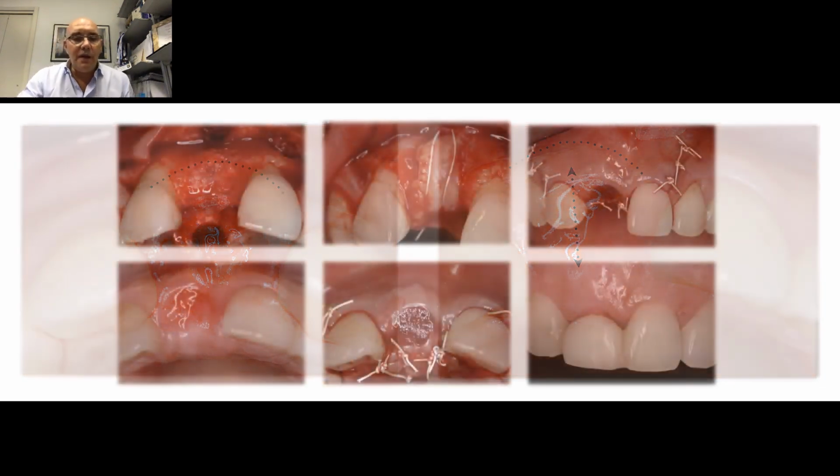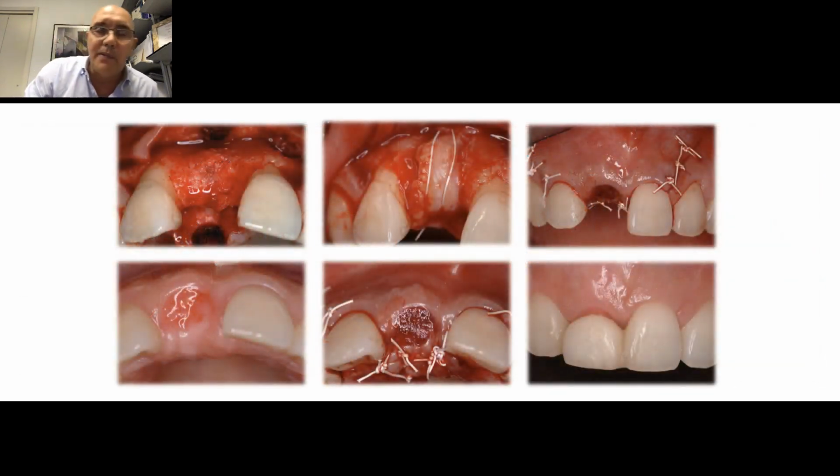So it takes one further step, and the further step is to work on the periodontal biotype. In this case, we harvested connective tissue from the tuberosity. The tuberosity connective tissue is a fibrotic tissue, so it's the best possible connective tissue that we can use when we want to get augmentation and we want to change the biotype.